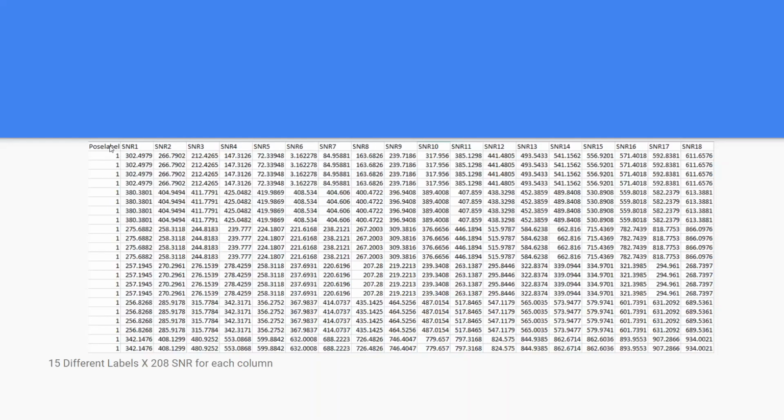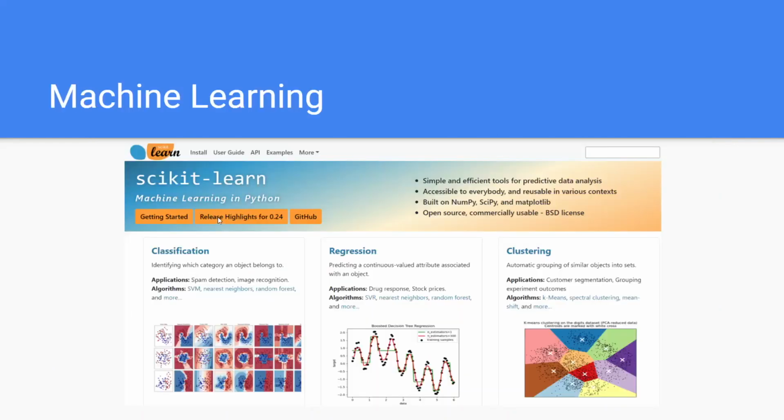Here on the first column is a total of 15 different labels covering 5 locations and 3 poses per location. Then we have the next 208 columns for each of the non-zero signal to noise ratios from the subcarriers. Now with this CSV file, we are ready to move on to machine learning. For machine learning, we are using Python and Jupyter Notebook running the sklearn library. sklearn provides a quick way to get started with machine learning with its extensive guides and documentation. Here we will be using classification algorithms such as support vector machines, nearest neighbors, and random forests.